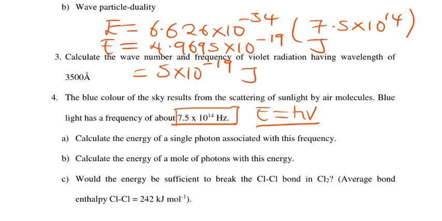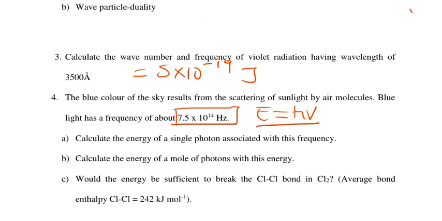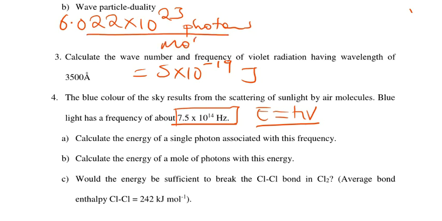Now B says calculate the energy of a mole of photons with this energy. Whenever you're dealing with moles, this is where the issue of Avogadro's constant comes in. We know Avogadro's constant is 6.022 times 10 to the power 23. Since we're dealing with photons, the units are always going to be per mole. If you're dealing with atoms or molecules, it's always that same value per mole.